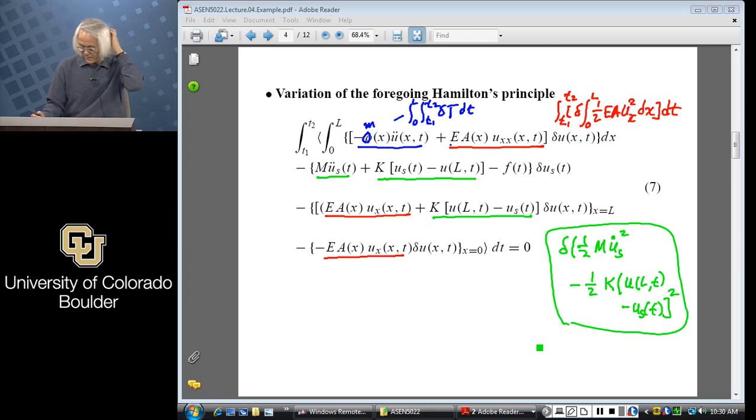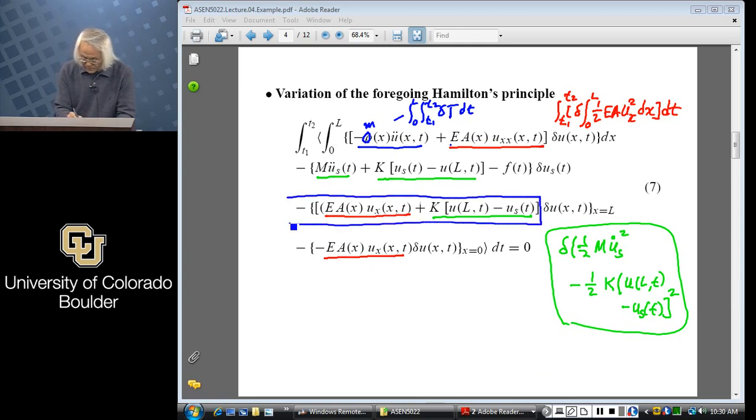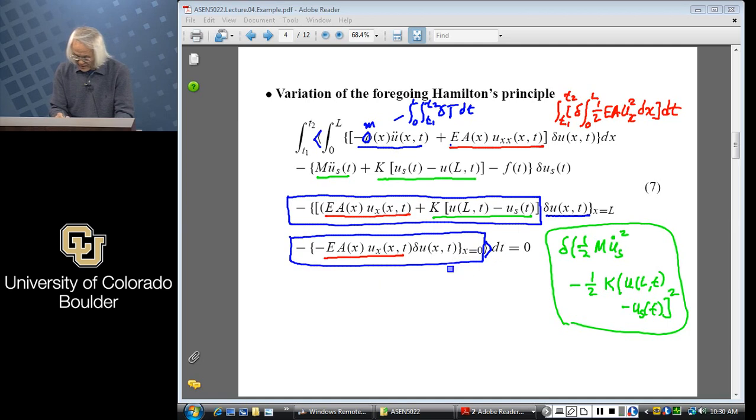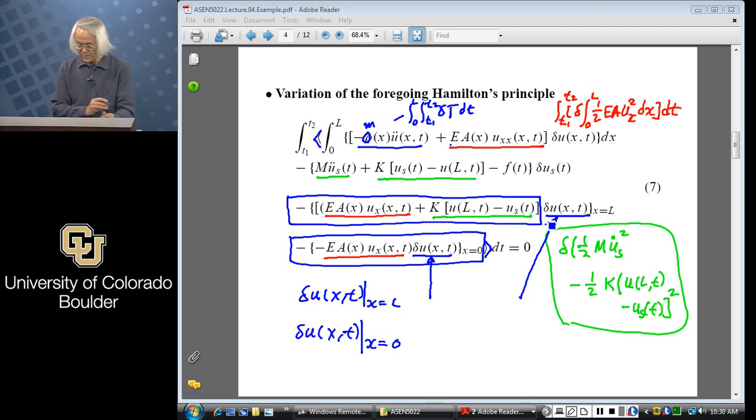So when you look at this as a totality, there are 2 terms: this term and this term inside the time integral, and this one and that one. There are these 2 terms, delta u at x equal to L and delta u at x equal to 0. This term and that term, and there's a bracket inside.